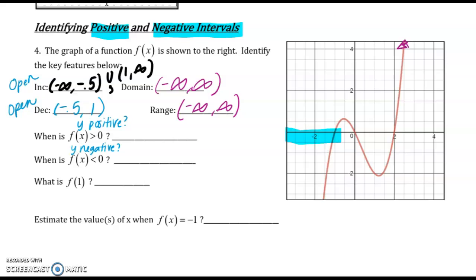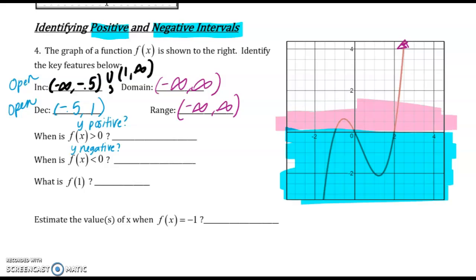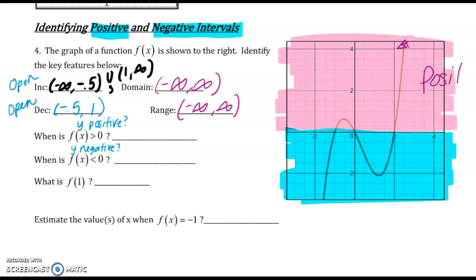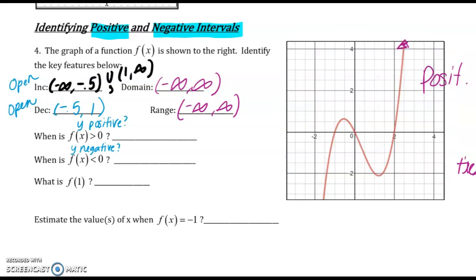Imagine that the x-axis is sea level, right? If it's under the x-axis, it's under sea level. If it's above the x-axis, it's kind of the sky, right? So this is where our y values are positive, and this is where our y values are negative. So that's just what I want you thinking. So when it's saying when are our y values positive, let me go ahead and erase this. When are our y values positive?